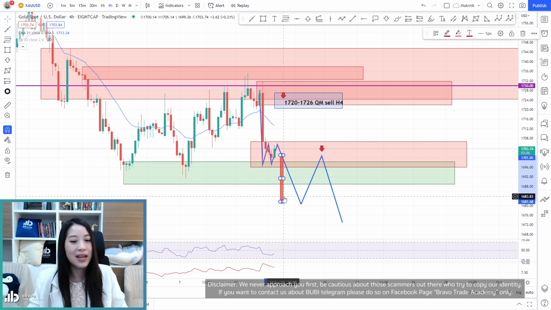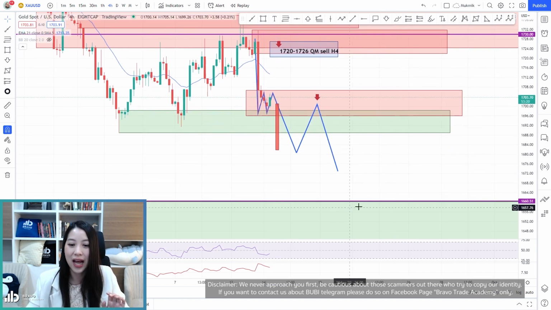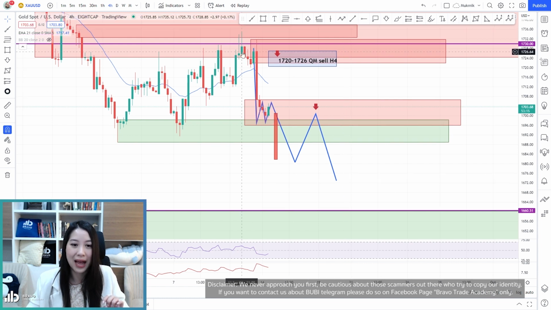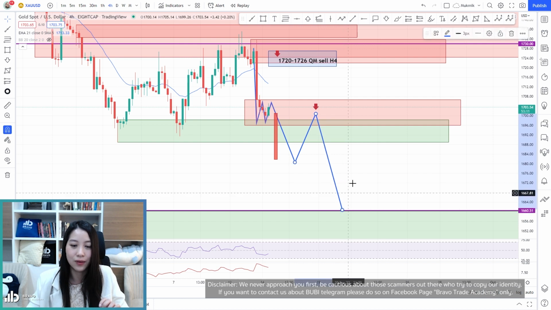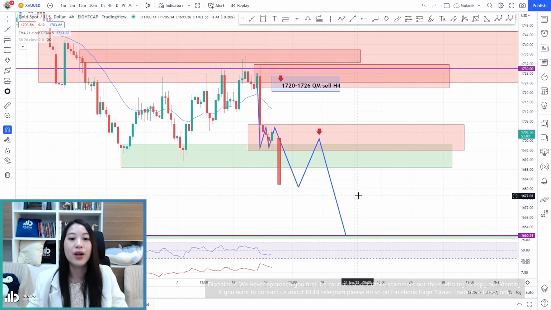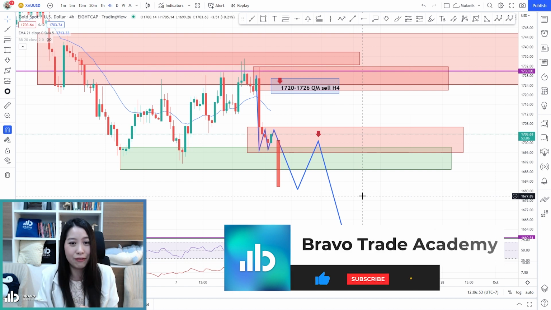All right, so for today, I will only give you the selling plans because our target for buying is really far down here. So we have a lot of room for selling to test this demand zone down there for the daily time frame. All right, so that's the rough plan for today.